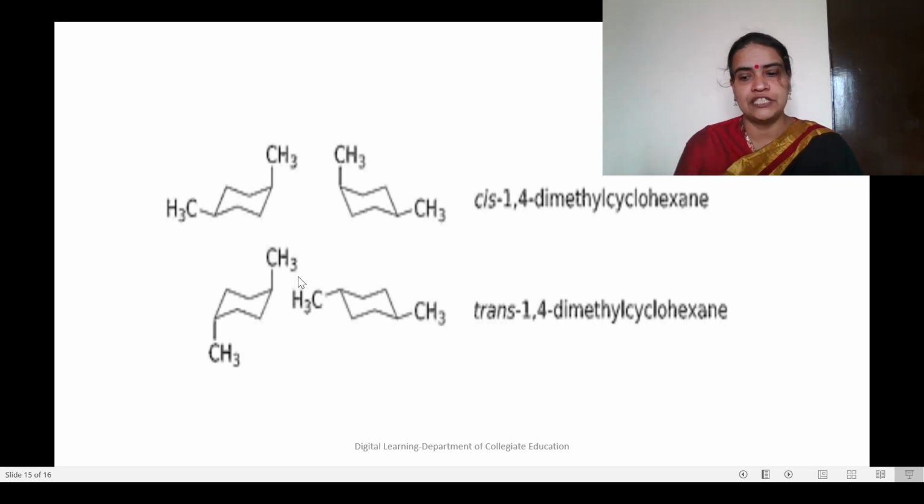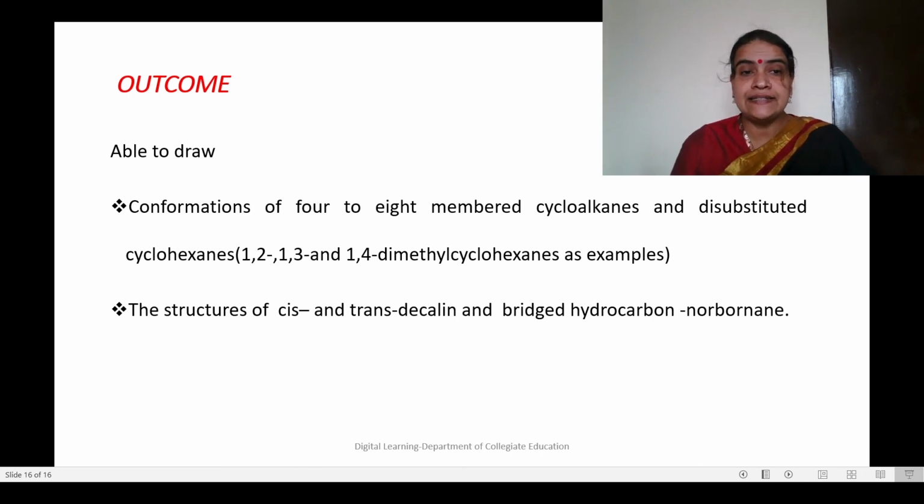Now, students, in this session, along with the last session, you would have understood the conformations of 4 to 8 membered cycloalkanes and di-substituted cycloalkanes, with the examples of 1,2, 1,3 and 1,4 dimethyl cycloalkanes. You would also have learned about bicyclic systems like decalin and norbornane, how to draw the conformations of cis and trans decalin, and the IUPAC naming of decalin and norbornane.